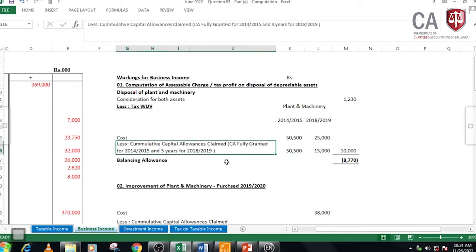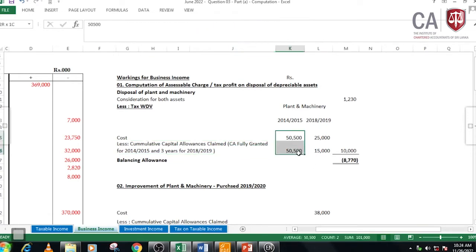18-19 it is 5 years. 18-19 given, 19-20 given, 20-21 given, 21-22 we are disposing that. Then for the year of disposal, no capital allowances. Then for this one it's fully depreciated. For this one there is a balance of the 10,000.